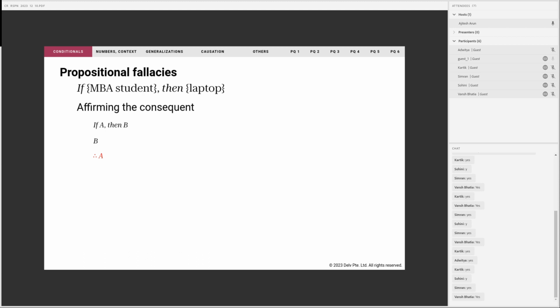Now, just to put this into perspective, the very first thing we discussed was if A, then B. If A is true, right? So we said that, okay, look, A is true, then we can say B is true. So effectively, the first thing we did was we said, okay, look, if MBA student is satisfied, then you know this about laptop. What do you know about laptop? That it's true. But now the question is, can we go in the opposite direction? If you know laptop is true, can you say MBA student is true? That is the question. Quick check. Let me have a yes or no on this.